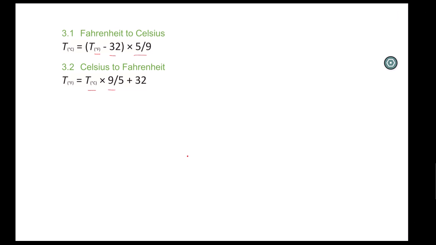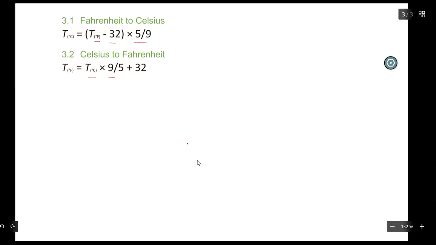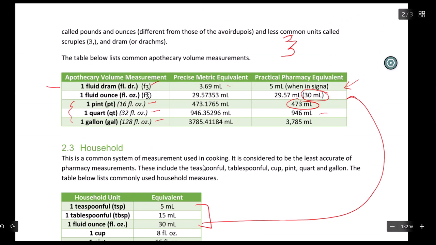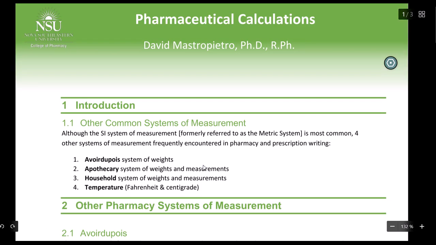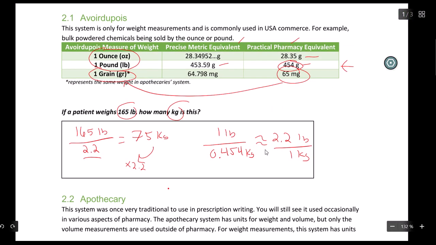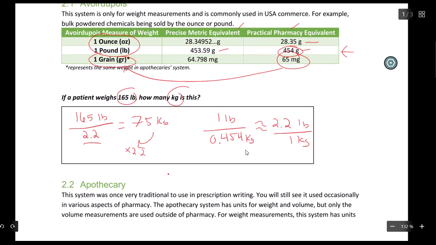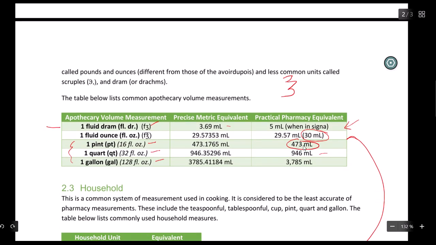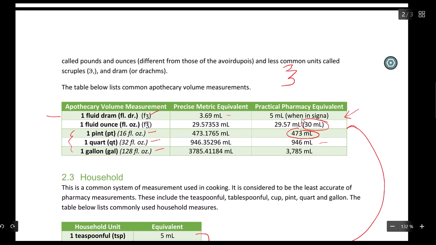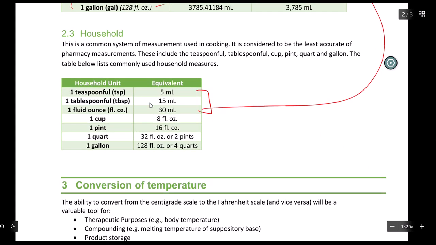All right. So once again, that is the video on the common systems of measurement. You should be able to memorize a lot of those common pharmaceutical practical equivalents. So the grain 65, the pound 454, particularly your fluid ounces being 30 mLs, your fluid dram being 5 mLs, your pint being 473 mLs, and your household units for teaspoon, tablespoon, and the fluid ounce being the same. All right. So as always, pharmaceutical calculations, you should know it's the important class that you can have because it's the only one that counts.